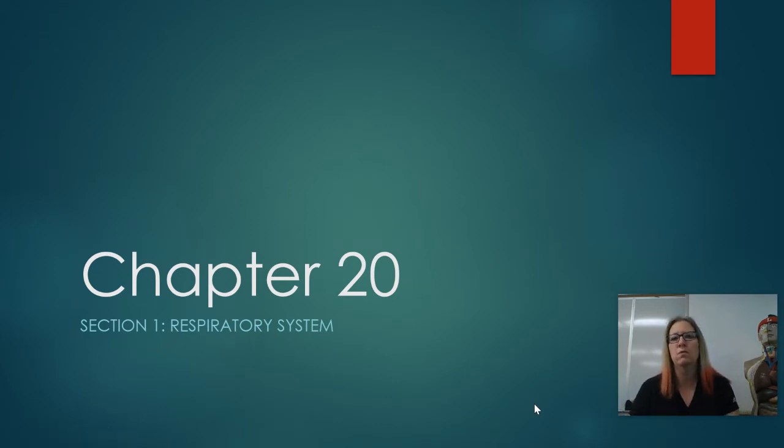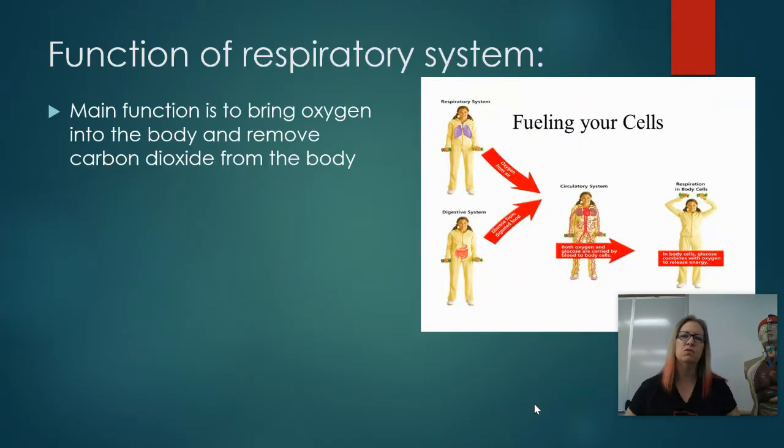Chapter 20 will cover the respiratory system and the excretory system, but today we're just going to concentrate on the respiratory system. Okay? So the main function of the respiratory system is to bring oxygen into your body and to remove carbon dioxide from your body. Carbon dioxide is a byproduct of the chemical reactions taking place in your body, and you need to get rid of it. It's a waste product.